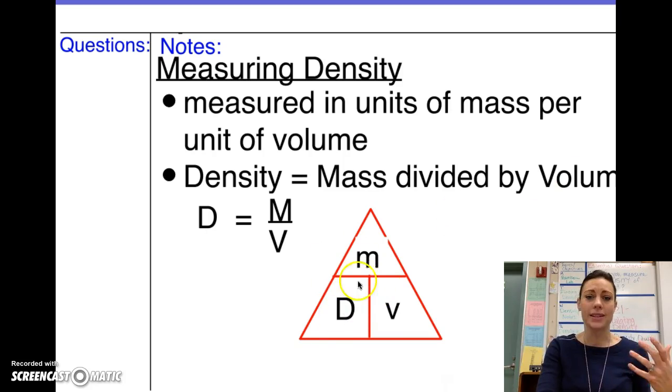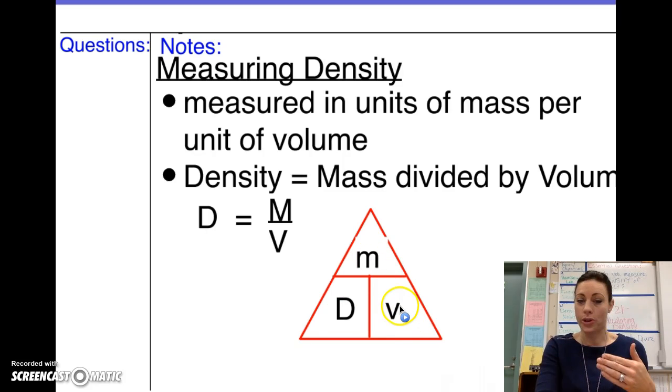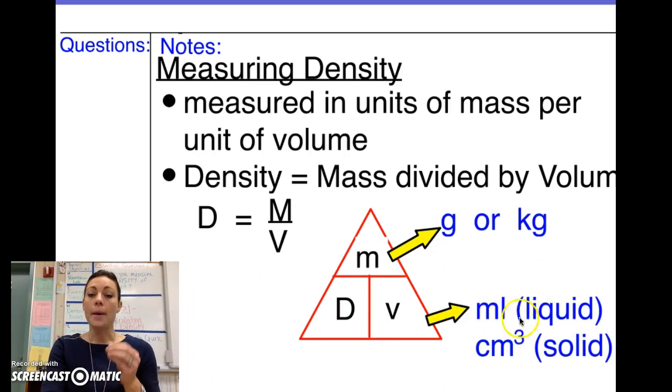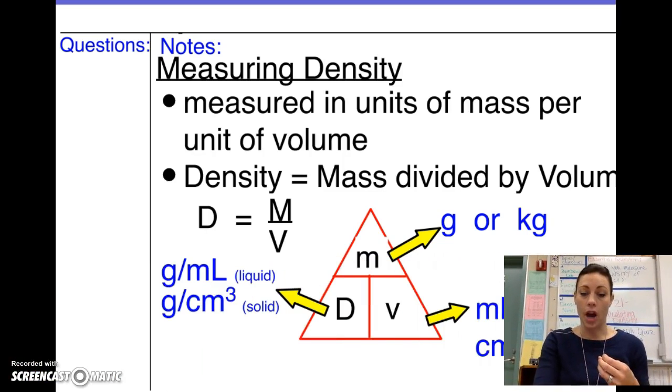And because it's these three variables, we can use what's called the DMV triangle in order to calculate density or mass or volume. So please write down this DMV triangle. Please include what would be the units for mass, grams or kilograms. The units for volume would be milliliters if it's a liquid or cubic centimeters if it's a solid. And therefore, the density units for an object would be grams per milliliter if it's a liquid or grams per cubic centimeter if the object is a solid.